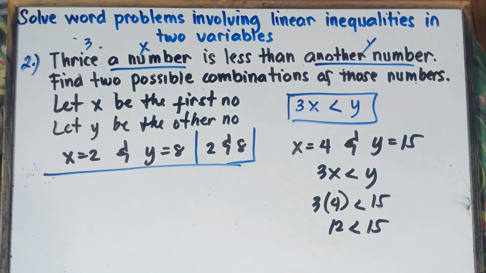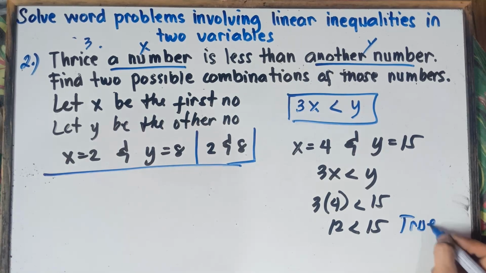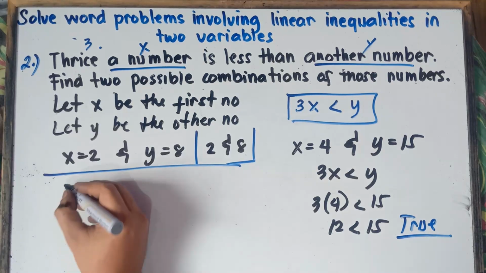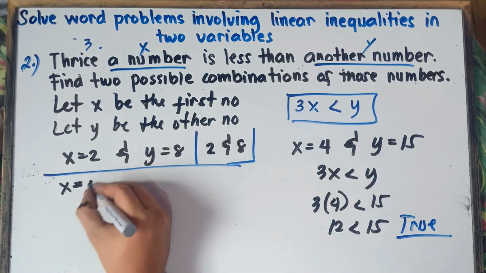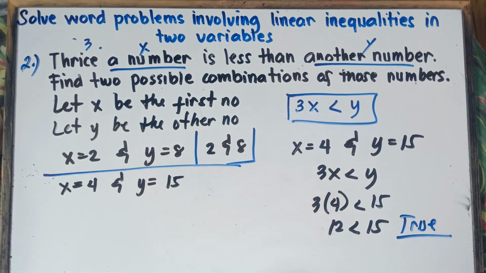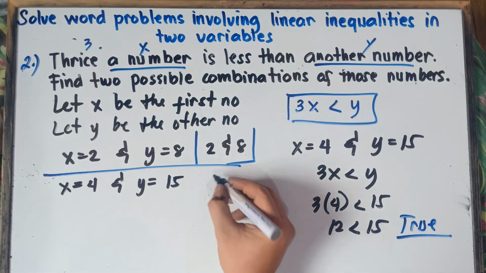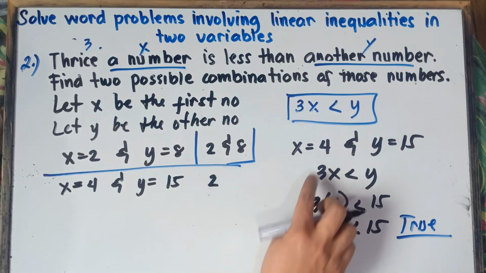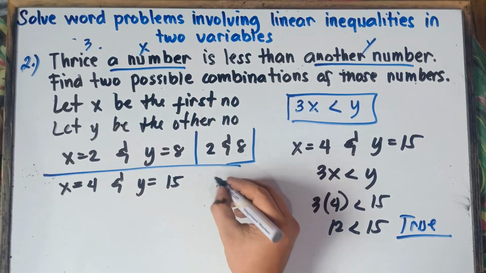Is 12 less than 15? Is it true, class, that 12 is less than 15? Yup, that would be true. So therefore, class, we can have this combination. So we can have x equals 4 and y equals positive 15. And the combination, sorry, that would be 4 and 15.